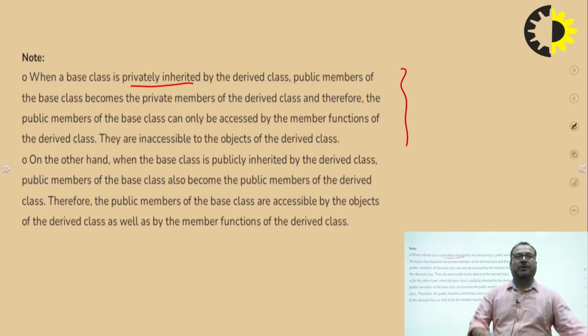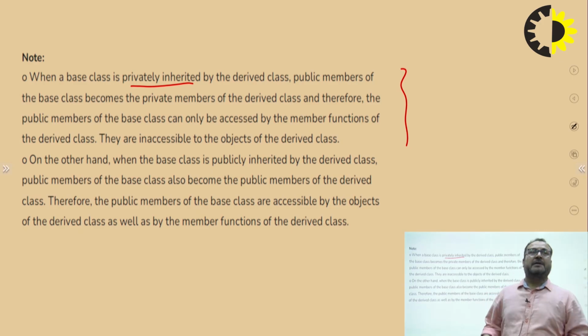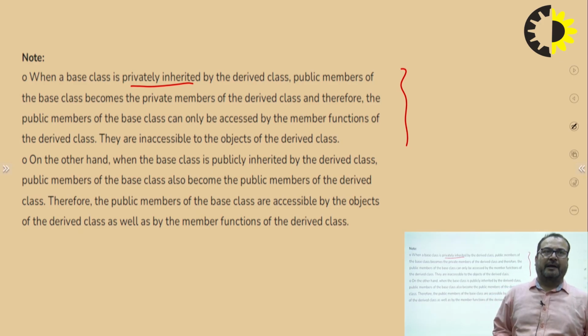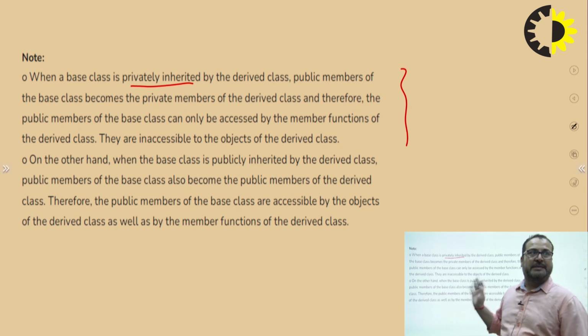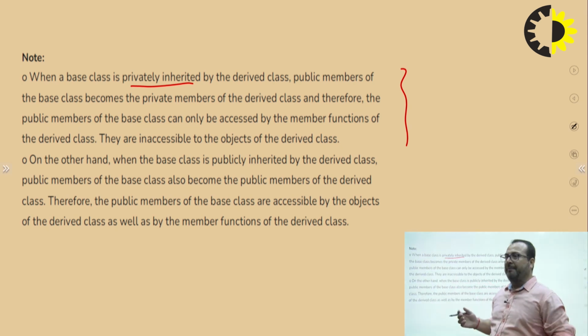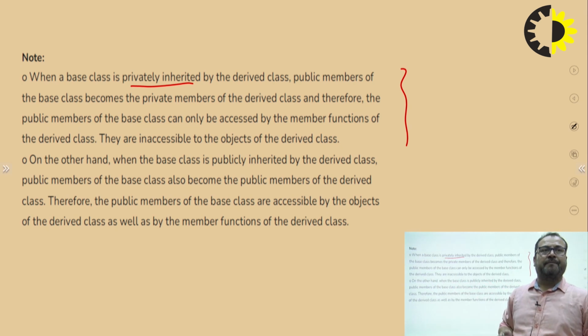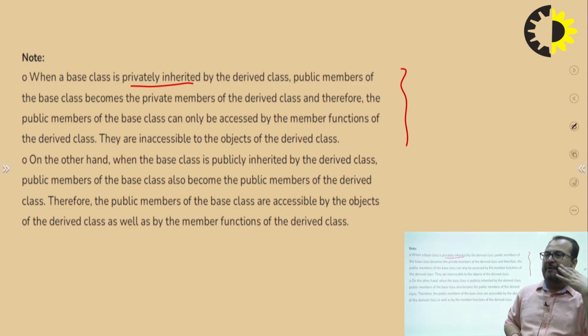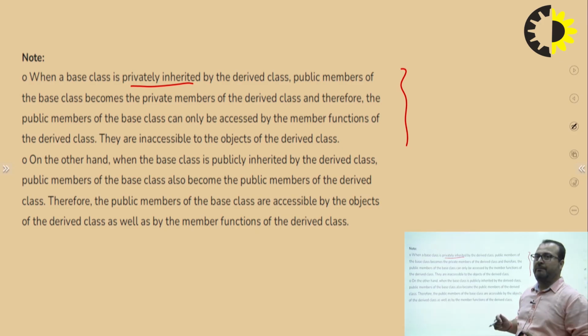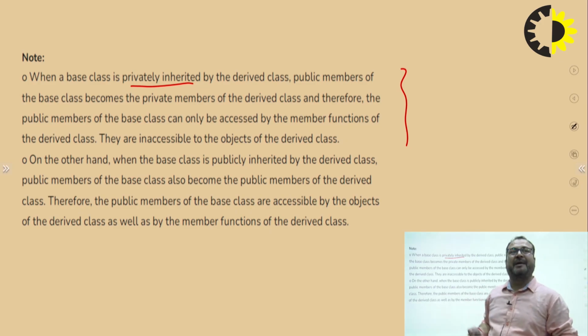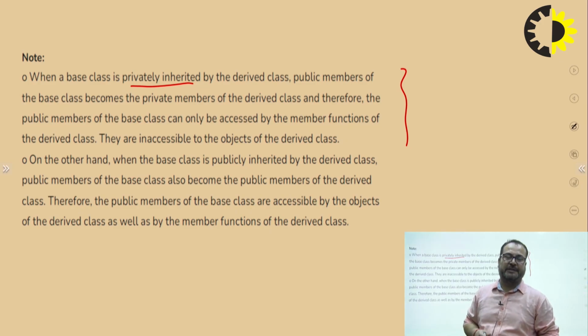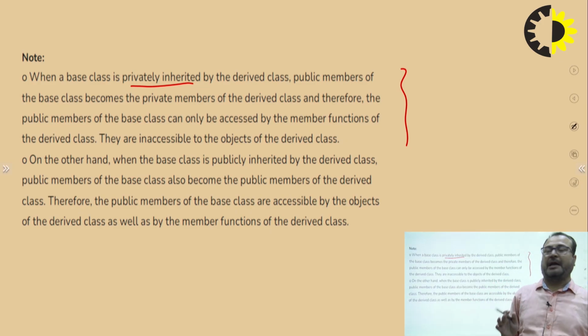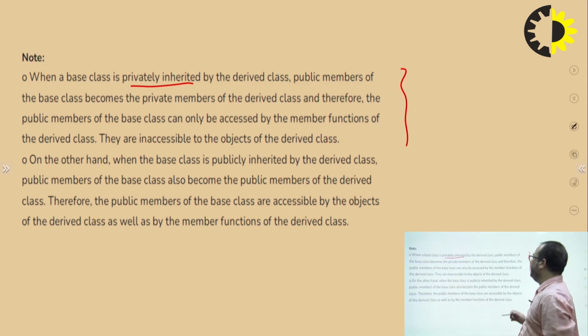So once you inherit the base class as a private inherit, all the members are going to become private. Once they become private, only the member functions will be allowed to access this private data, which is the class characteristics. So they are inaccessible.